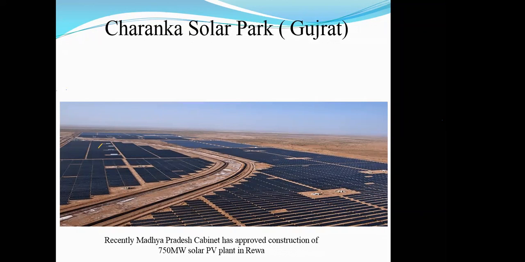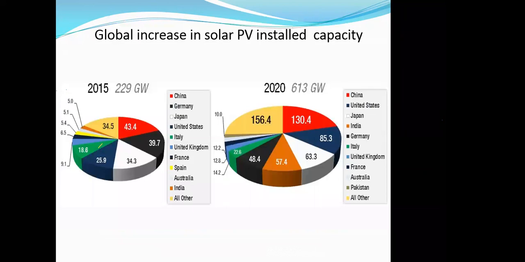So we have this Charak solar power. This is in Gujarat, and it is a 750 megawatt solar PV plant. This is in Riva. So you can see how global solar PV installed capacity has increased.